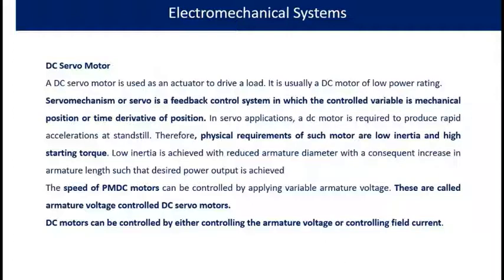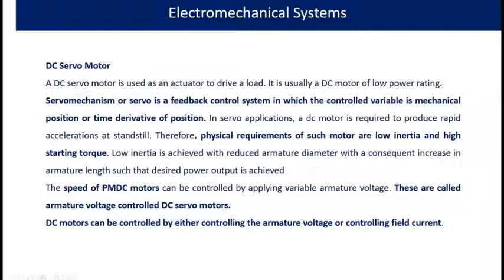And what do you mean by servo or servo mechanism? Servo mechanism or servo is a feedback control system in which the controlled variable is mechanical position or its time derivatives. Time derivatives of position. They are called servo motors. Servo is a feedback control system in which the controlled variable is mechanical position or time derivatives of position.